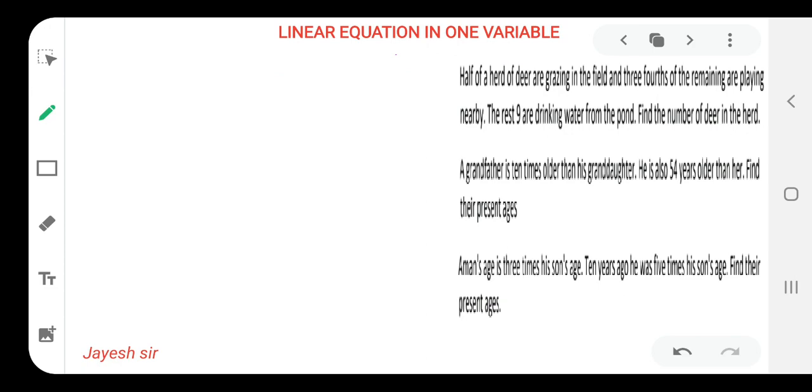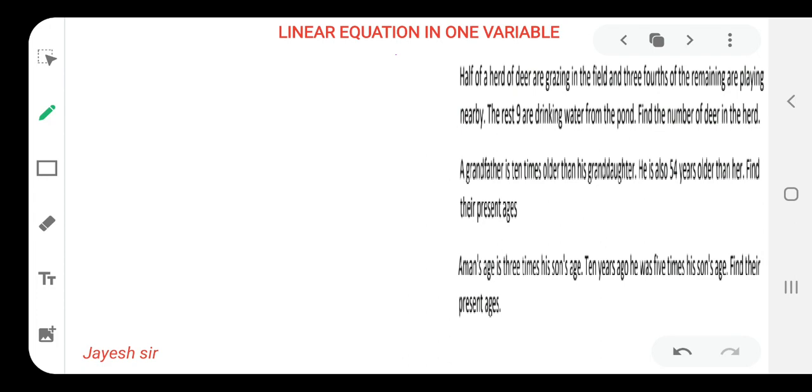Yes, are grazing in the field, and three-fourths of the remaining are playing nearby. The rest nine are drinking water from the pond. Find the number of deer in the herd. That means the total number of deer that are there in the herd we need to find. This sum we can say is a simple sum, but then also you need your concentration over here for understanding it properly.